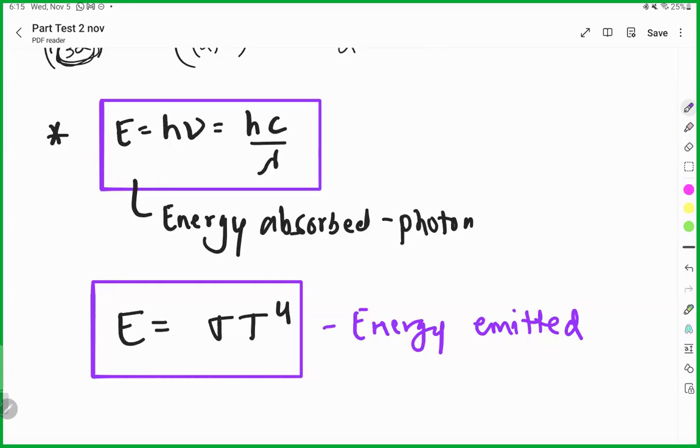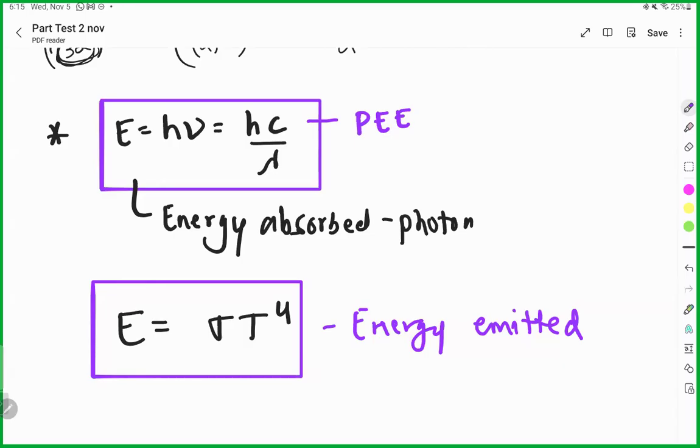Okay, so this is the difference, guys. E is equal to h nu is equal to hc by lambda is the energy absorbed when photons strike the surface. Energy absorbed, then the photoelectric effect will happen. That's why you will study this equation in the photoelectric effect. This is the energy emitted by the surface, and energy emitted mainly depends upon the temperature.